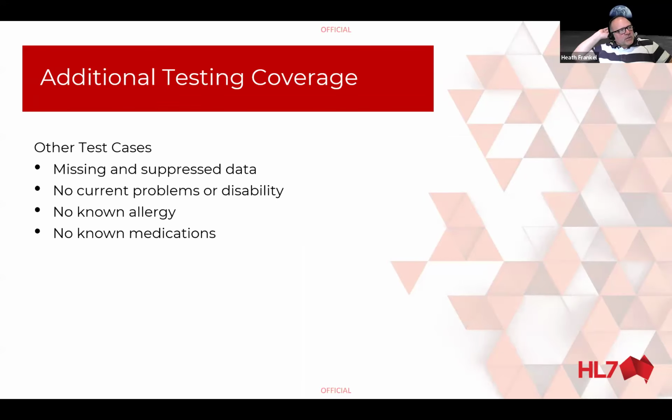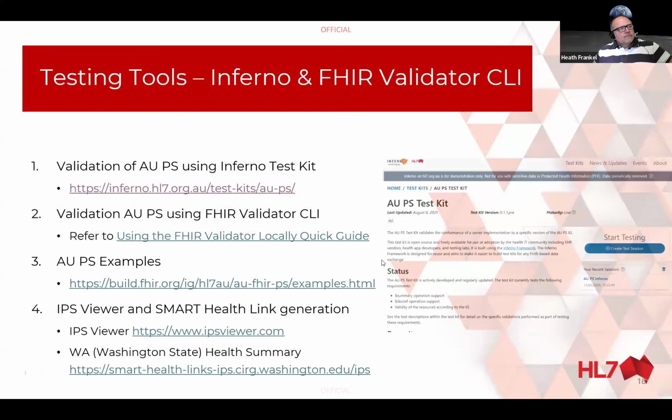Some other test coverage use cases we're looking for are missing and suppressed data. So if you are masking your data for whatever reasons, it would be great to know about it. And also the no known current problems, no known allergies, and no known medications scenarios. We would like to see some more evidence of them being implemented within the Australian community. Any questions at this stage?